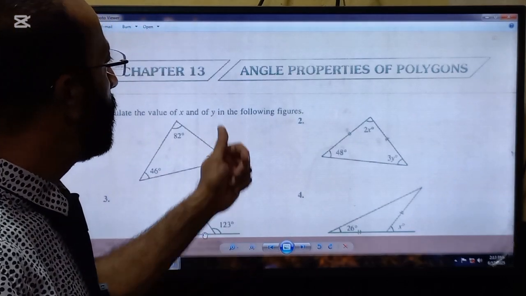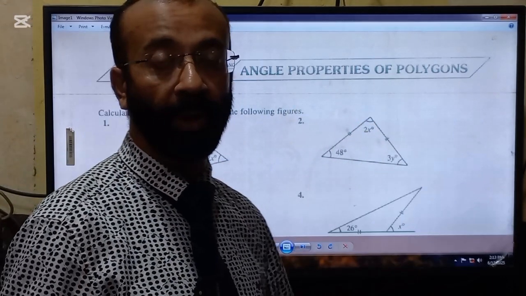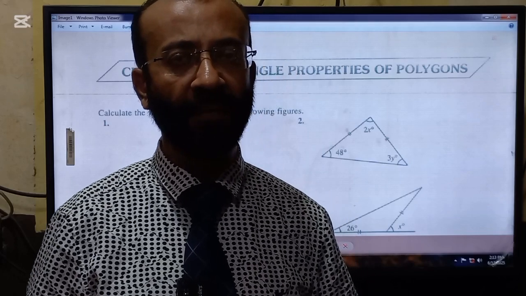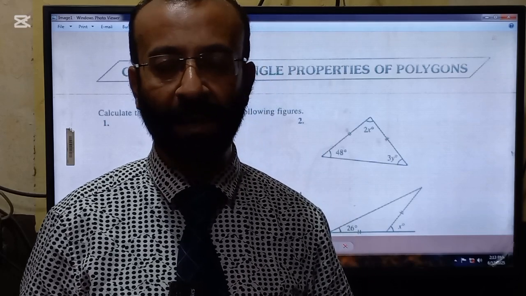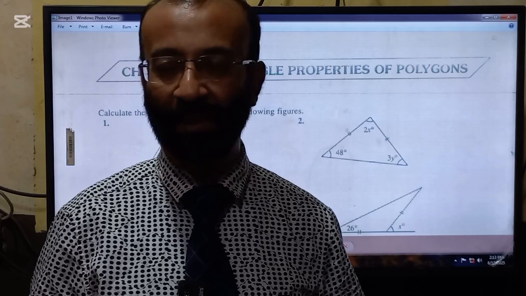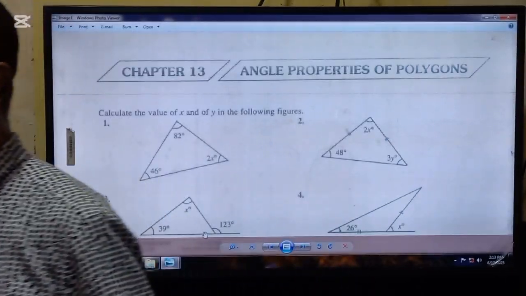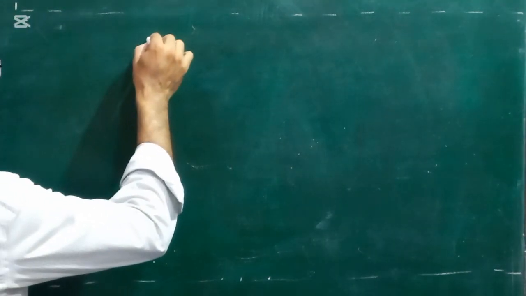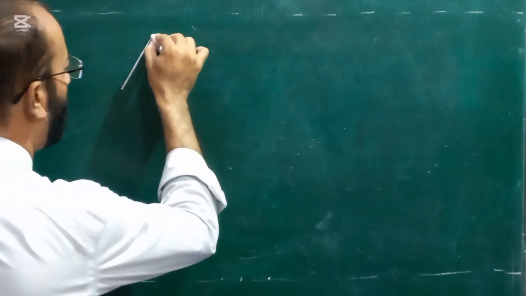O levels is angle properties of polygons. So we will solve different kinds of questions, having different ideas, different concepts on the board. So come now. Today's topic is parallelogram. So first we are going to discuss the properties of a parallelogram.